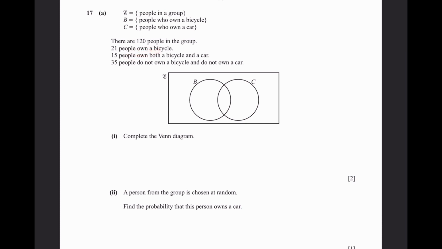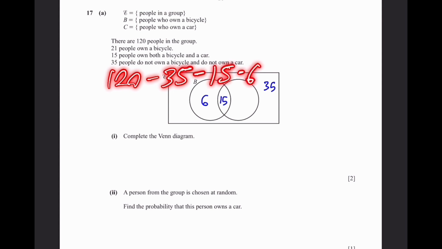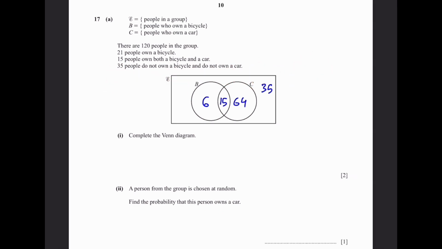21 people own a bicycle. Out of that, 15 people also own a car. So there's 15 people here. And now 21 minus 15 for only bicycle. That's 6 here. 35 do not own bicycle, do not own a car. So that'll be outside. And now what about people who only own a car? We just subtract these values from 120. So 120 minus 35 minus 15 minus 6, which is equal to, if we do it correctly, 64. So 64 people own just a car. And that's our answer.